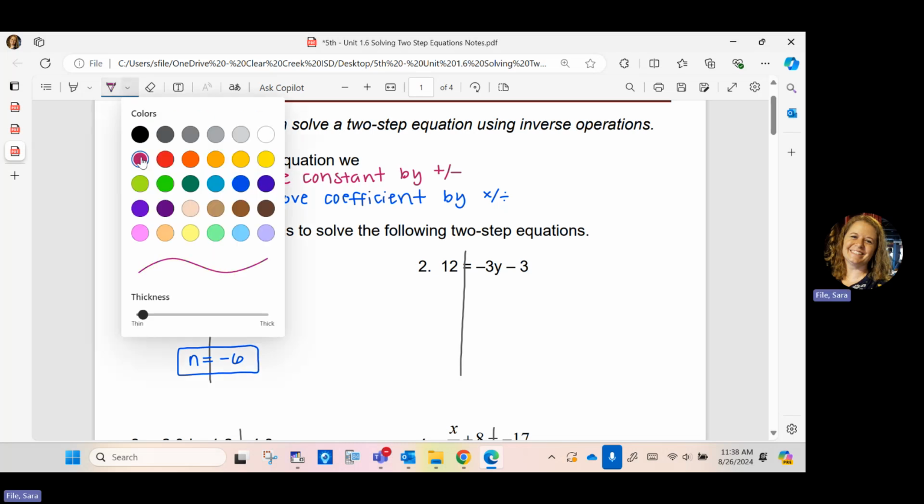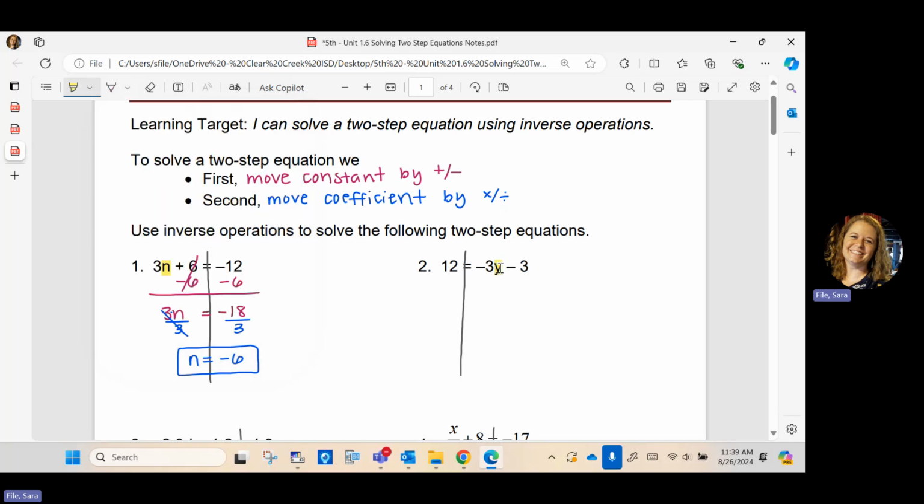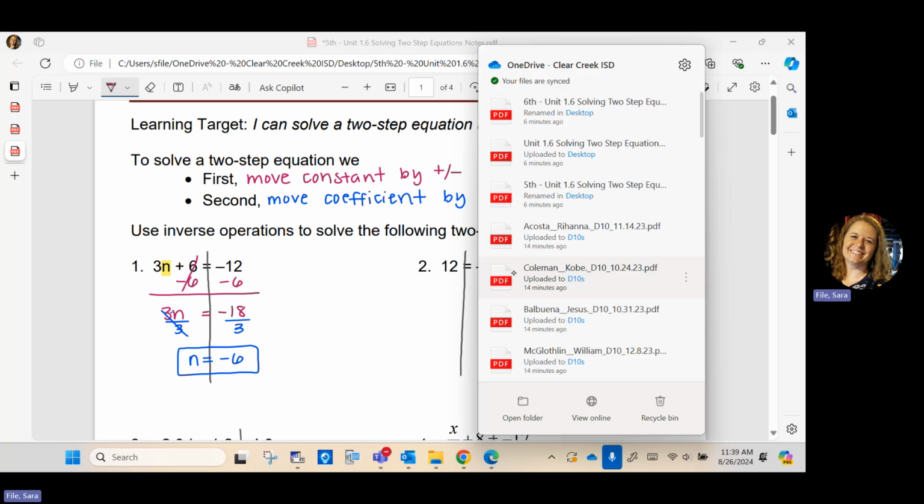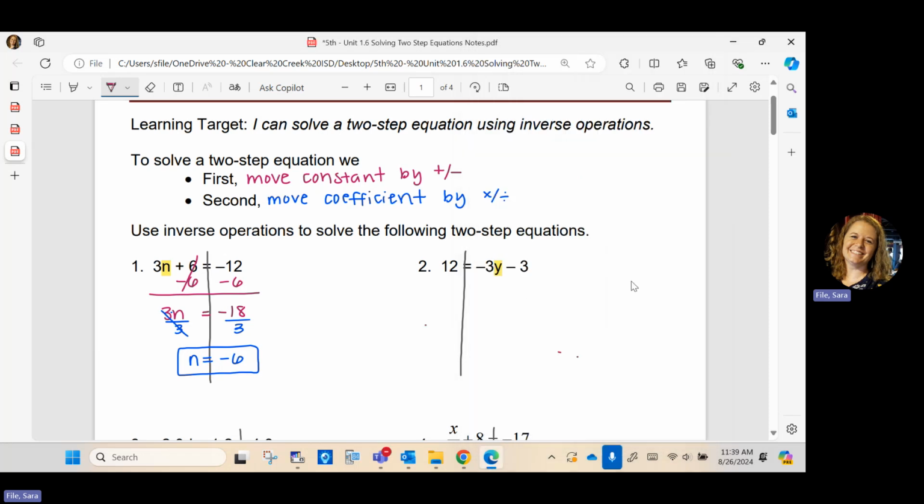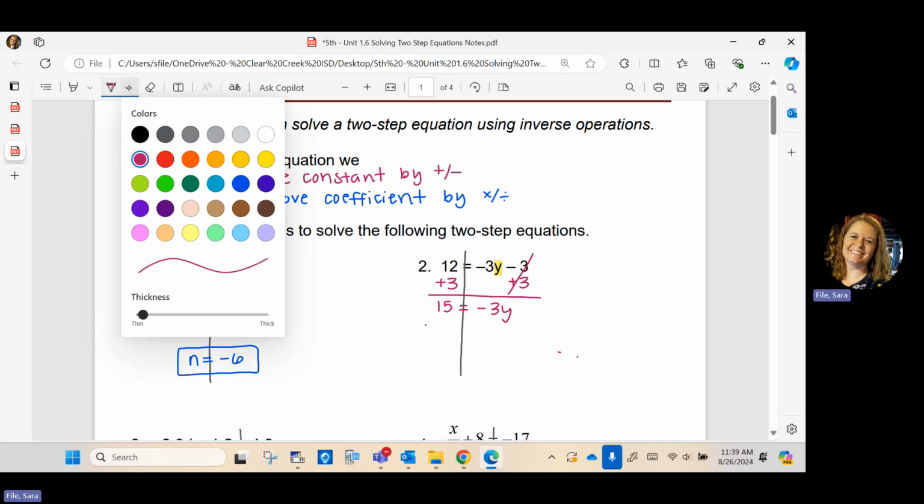Okay, so we're just going to go through that process. So here we're trying to isolate the y. We want to solve for y. So first we're going to get rid of this negative 3 that is the constant by adding. And that gets our variable term by itself.